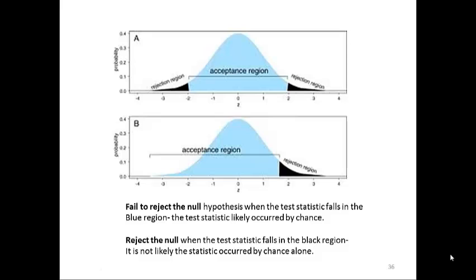We fail to reject the null hypothesis when the test statistic falls in that blue region. The test statistic likely occurred by chance. We reject the null when the test statistic falls in the black region. It is not likely the statistic occurred by chance alone. This is the same step as comparing your obtained value to the critical value in the back of your book.